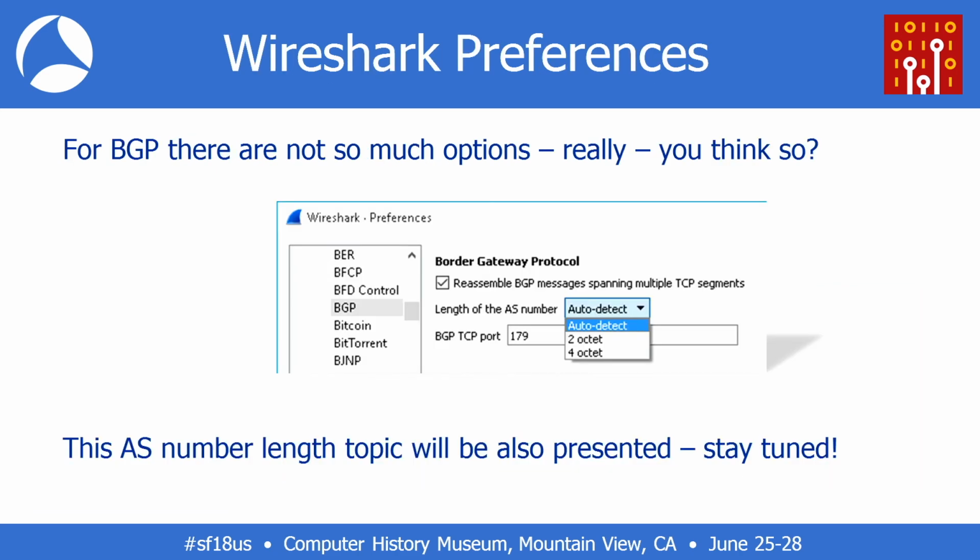Okay. So when you fire up Wireshark, what is there to set up in preferences? I don't know the menu items clearly, but the preferences for BGP are not too many. It's a TCP session, port 179 as the destination port for the BGP server. And then for the length of the AS number, you can select three options: auto detection, 2 or 4 octets. This is important when you're capturing in an environment where you have 2 octets for the ASN and also 4 octets.